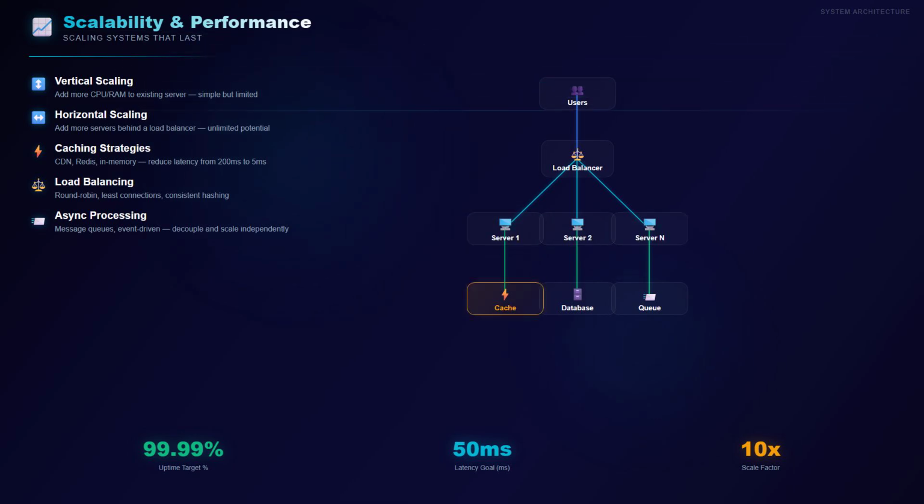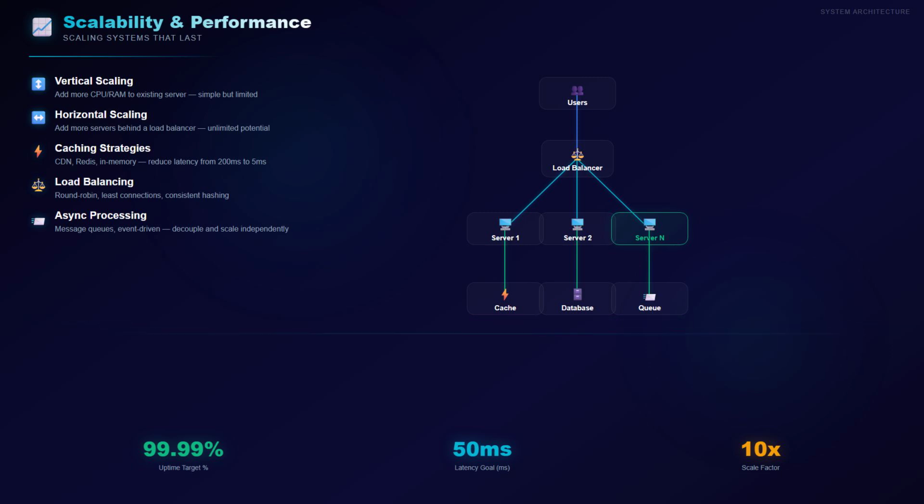Load balancing distributes traffic across your servers. Common strategies include round-robin, least connections, and consistent hashing. You need to understand when to use each one. Asynchronous processing is critical for scalability. Instead of doing everything synchronously in the request path, offload heavy work to message queues. RabbitMQ, Kafka, and SQS let services process work independently at their own pace.